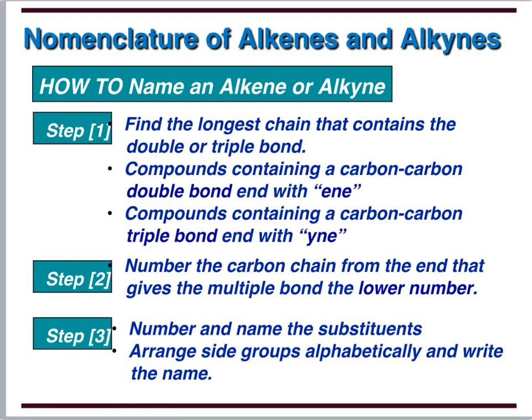So once we find the longest chain, we decide, is it a double or a triple bond? If it's a double bond, instead of ane at the end, it's now going to be ene. And at the end, if it's a triple bond, it is going to be yne. So we are also going to add the number at the front to indicate where the multiple bond is. Now, really important, the multiple bond must be the lowest number. So it's going to trump any of those substituents that I have now. Remember, we were numbering so that the substituent had the lowest number. Now I need to number so the multiple bond has the lowest possible number for the carbons.